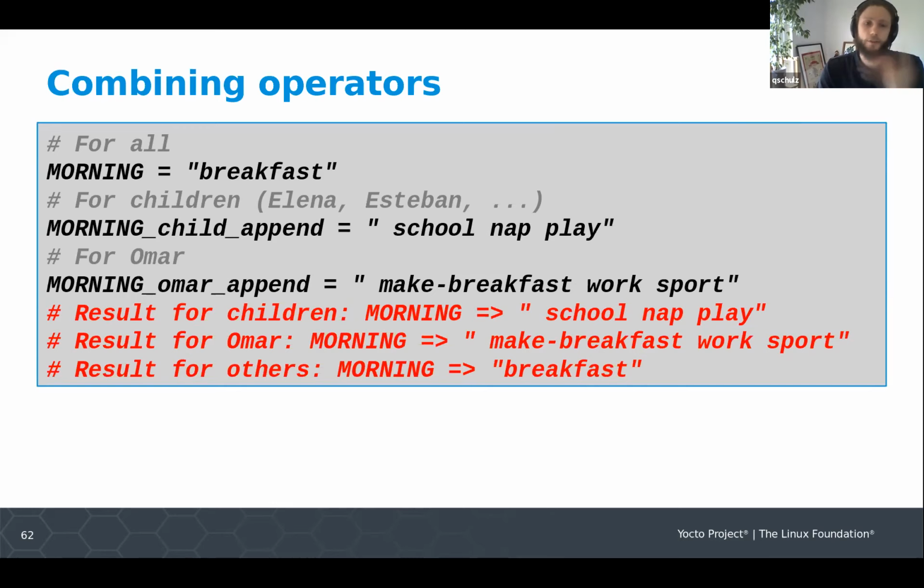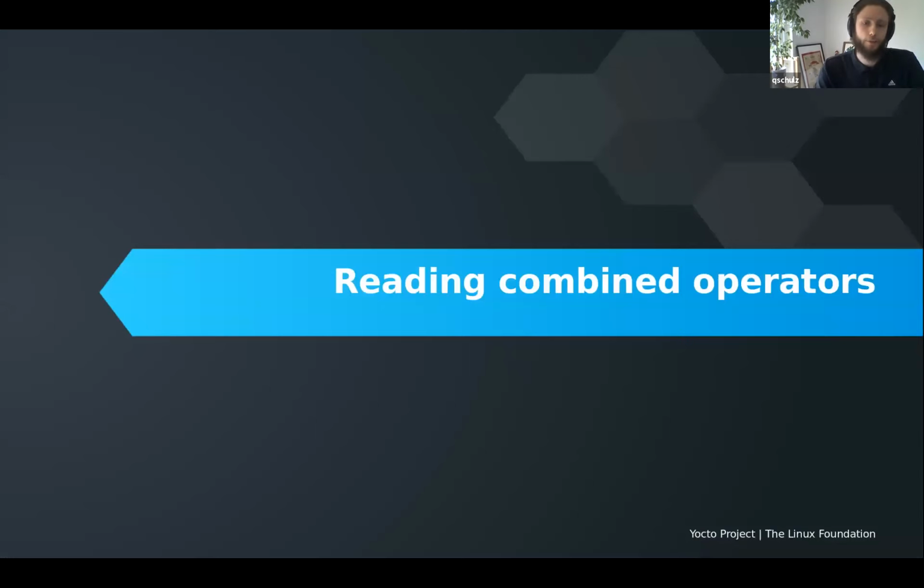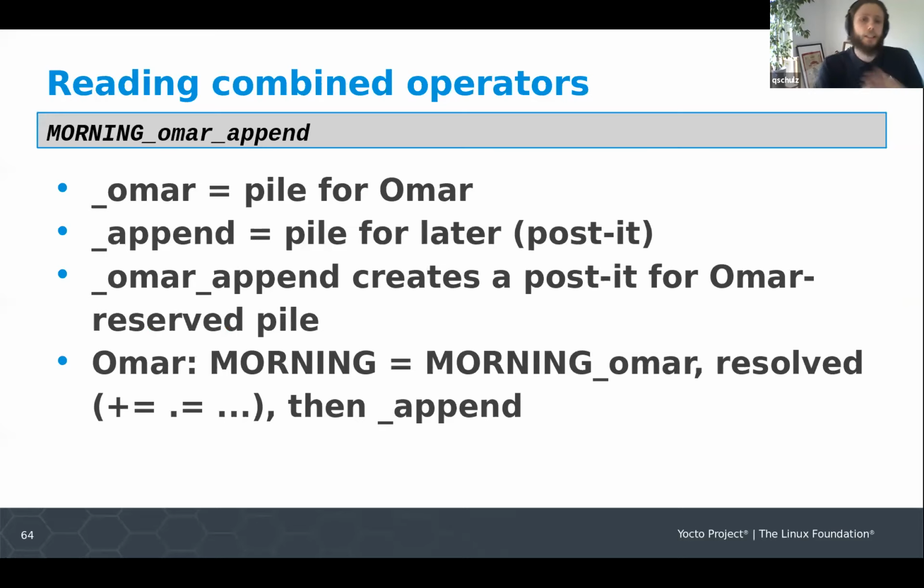So for everyone, morning is going to be breakfast, but for Omar, it's going to be only make breakfast, work, and sport, and for children, it's only going to be school, nap, and play. And why is that? Because you need to understand how to read combined operators. So you have morning, which is the variable. Then you have underscore Omar, which is the pile specific for Omar. Then you have underscore append, which is an additional pile for later. It's a postpone operator. So underscore Omar underscore append creates a post-it for Omar's reserved pile.